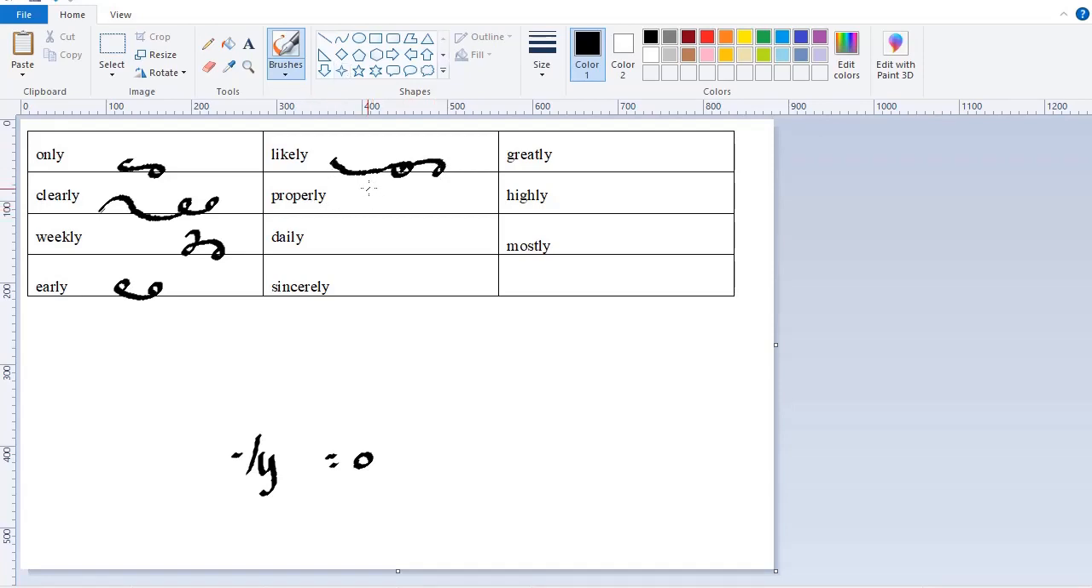Next, "properly." So, we have P-R-O, prop, and then li. Properly. Let's repeat. Properly lang siya. Okay, we have P-R-O-P-L-E. Properly. Shortcut, di ba? Shorthand nga. Next, "daily." So, we have day, and then our li.